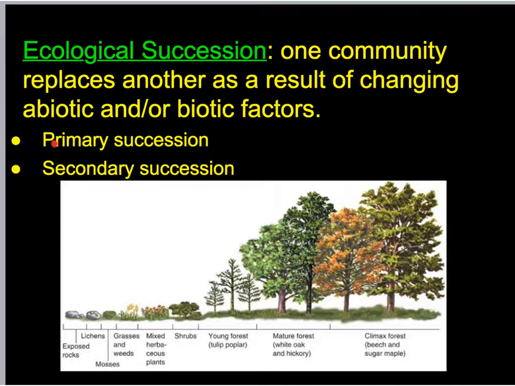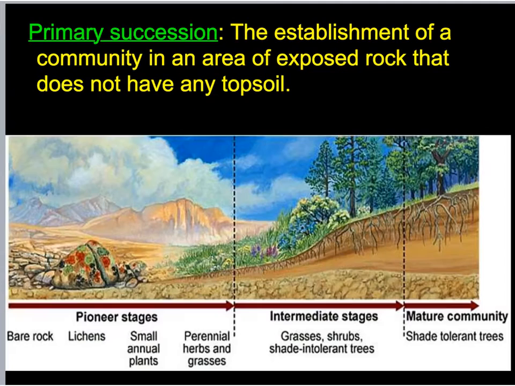One thing you need to understand, of course, primary means first, secondary means second. So primary is sort of the first time it goes around, and then the secondary succession is after that. Primary succession is the establishment of ultimately what we call a climax community from what was bare rock.